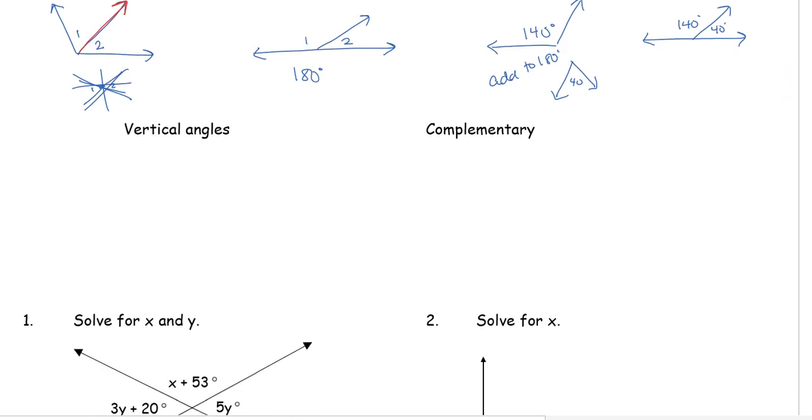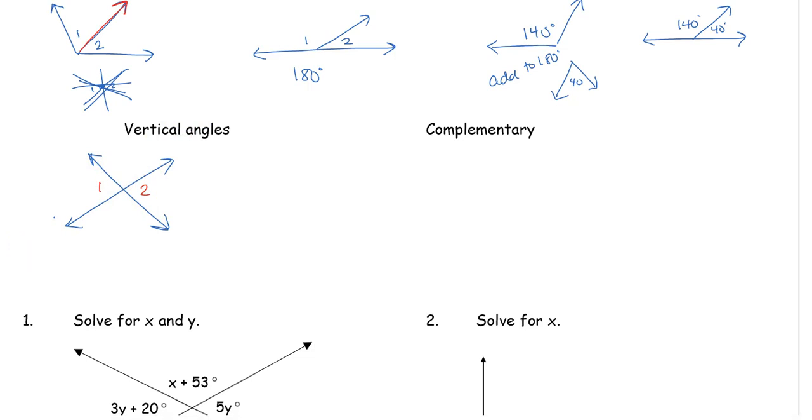Vertical angles are angles that are across from each other. And when you have vertical angles, they are forming the letter X. So angles 1 and 2 are vertical angles. They are across from each other in an X.